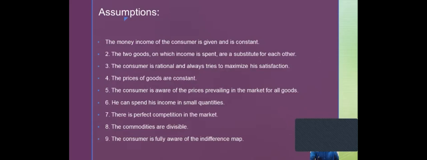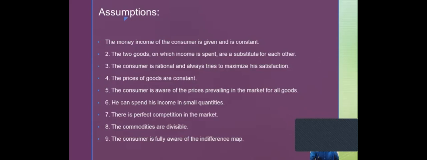So there is a perfect combination in the market. That means free entry and free exit. If somebody wants to come into the market to do business, you are welcome to the market. So there is no restriction. Free entry and free exit is there in case of perfect competition, where you can find a large number of buyers and also a large number of sellers in that market. And commodities are divisible. Both the commodities are divisible into different units.